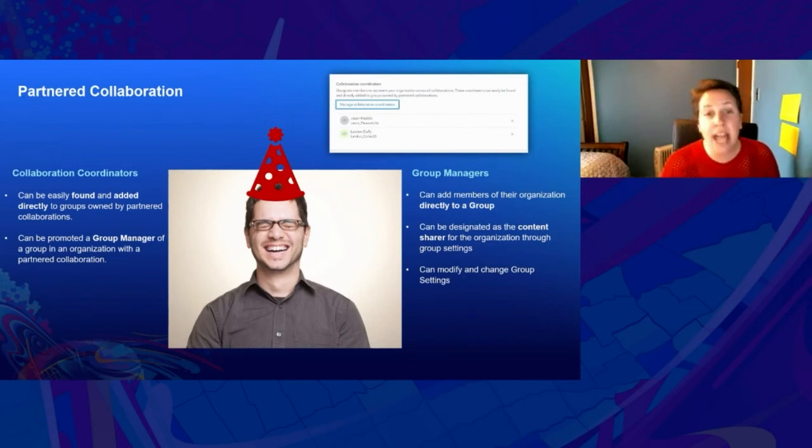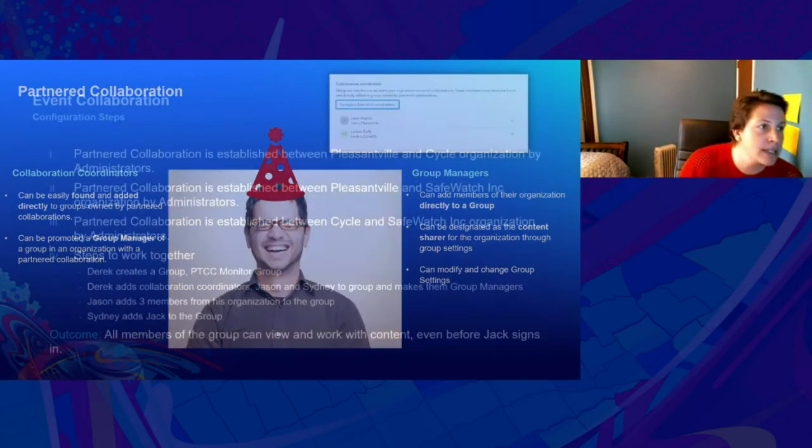So one, they can add members from their organization directly to the group instead of having to wait for them to actually accept the invitation. And they can also be designated as the only content sharer in the organization through the group settings. So if they really want to control who can share content with the group, they only want specific content shared, you can lock that down in the group properties so that only group managers can share content. They can also modify and change the group settings.